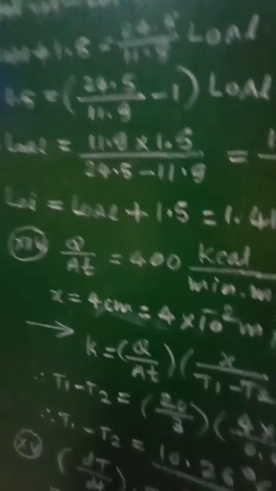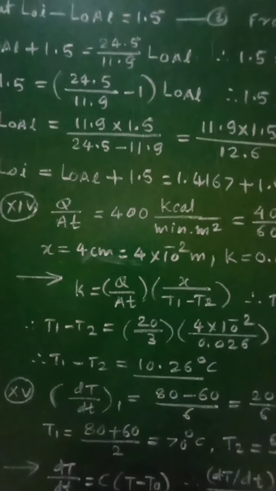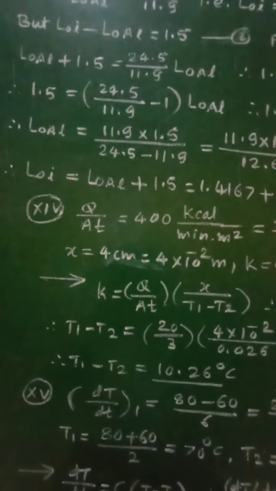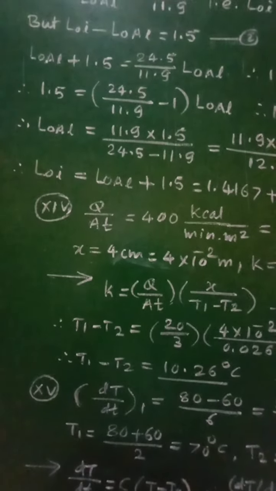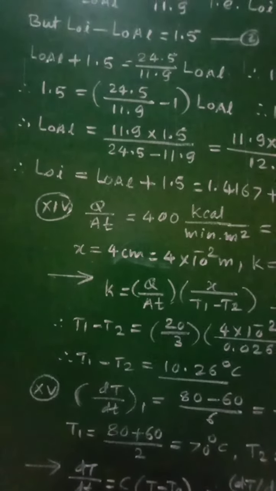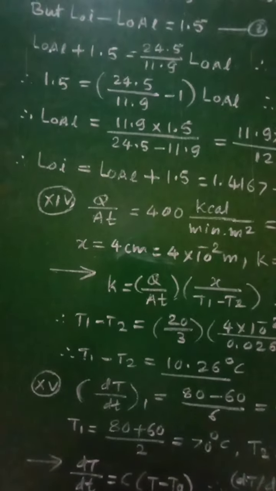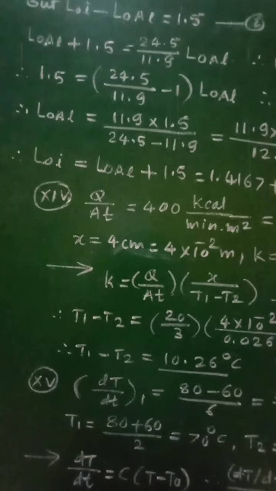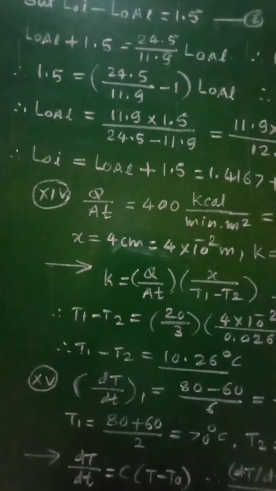Now let us go for the next numerical, numerical number 14, which is given as: find the temperature difference between the sides of a steel plate 4 cm thick when heat is transmitted through the plate at the rate of 400 kilocalorie per minute per square meter at steady state. Thermal conductivity of steel is 0.026 kilocalorie per meter per second per Kelvin.